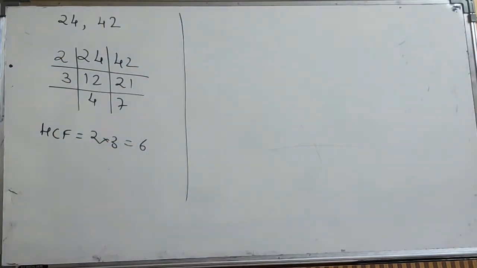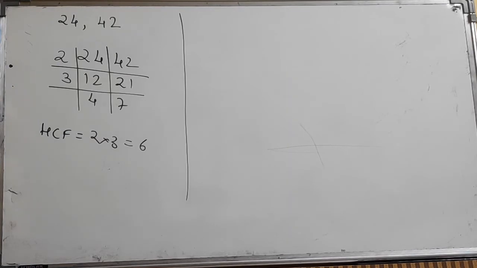Now, while finding HCF using division method, always remember we are going to only use division method for two terms. We don't have to use it for more than two terms. Okay, for two numbers given. Now for the numbers 24 and 42, let us use the division method to find the HCF.